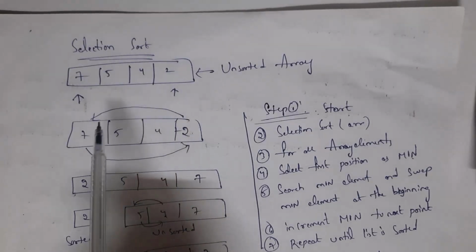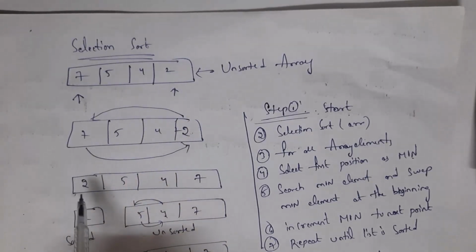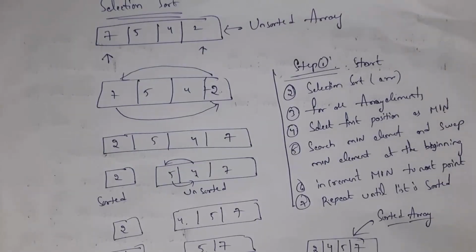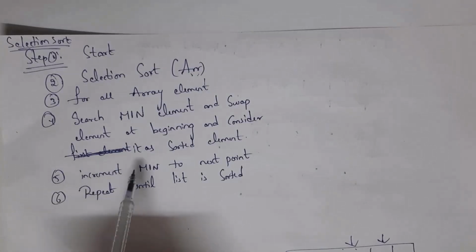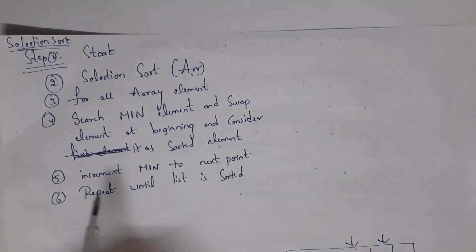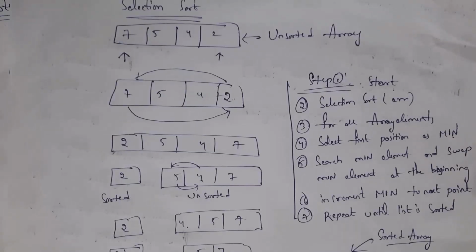We will bring 2 to the beginning, and then we will maintain these as the sorted array, and we need to maintain this process until the complete list is sorted. So the fifth step is increment the minimum to the next point and repeat until the list is sorted. This is the algorithm for selection sort. Selection sort and bubble sort are not suitable for large data sets. They are suitable only for small data sets.